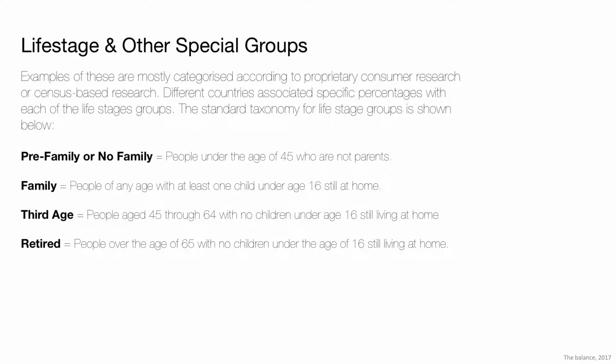Pre-family or no family, people under the age of 45 who are not parents. Family, people of any age with at least one child aged under 16 still living at home. Third age, people aged 45 to 64 with no children under the age of 16 still living at home. Retired, people over the age of 65 with no children under the age of 16 still living at home.